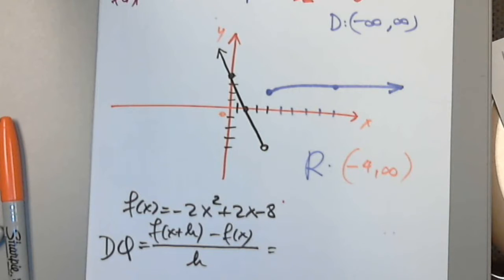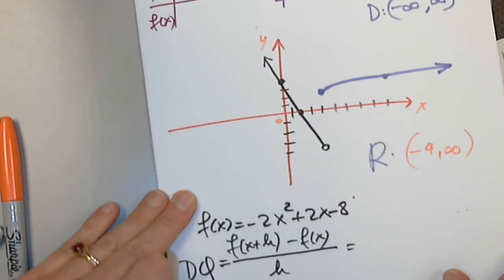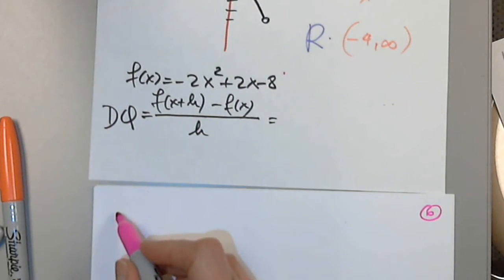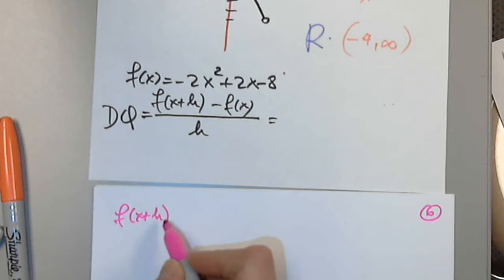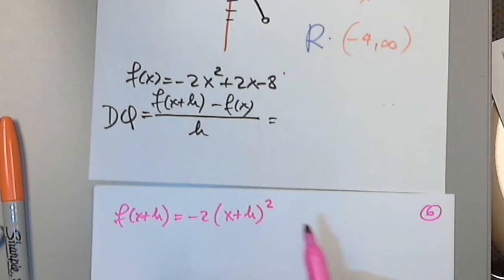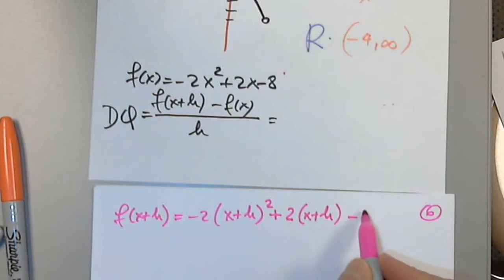Yes, f of x plus h. Perfect. And then I'll come back to it. So f of x plus h. Can anyone dictate what to write? -2 times x plus h squared, yes, in parentheses. Very good. Plus 2 times x plus h, yes, minus 8. Very good.